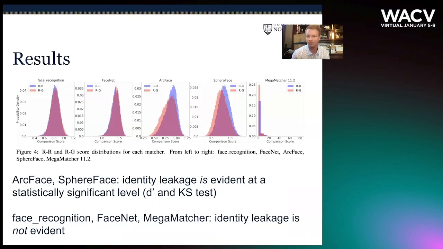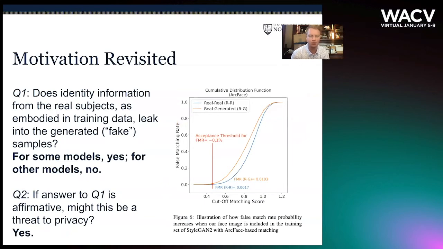So there is a bit of ambiguity and inconclusiveness, but I don't think that is so much a detriment, because that could be seen as an interesting facet of these experiments. If we revisit our original motivations, we say that yes, identity information does leak for some models, whereas for other models it does not. Since it was the case for some models, there is a potential threat to privacy if you do use these models. For instance, ArcFace is a very robust face matcher and used pretty frequently.